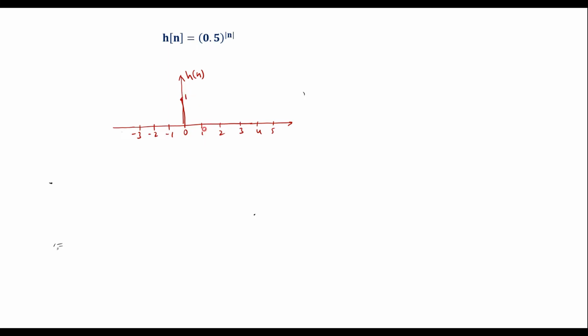Now at n equal to plus 1 its value is 0.5. At n equal to 2 it is 0.25. It is 0.125 and so on. At n equal to minus 1 its value is 2. At n equal to minus 2 its value is 4.